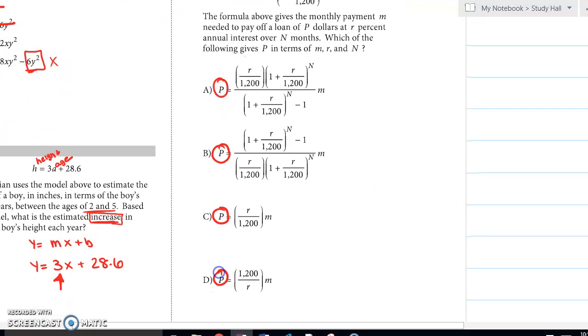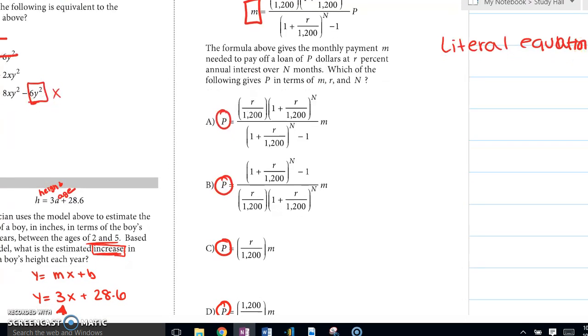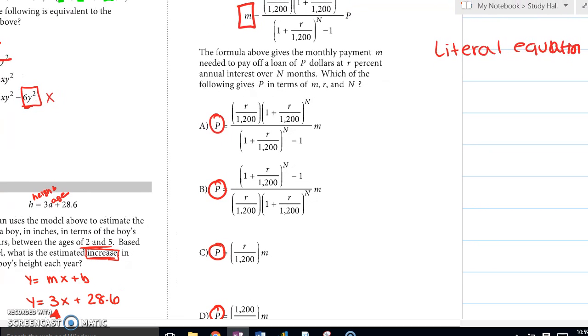So this is a literal equation. And literal equations are equations where we're solving for a variable. So sometimes I'll give you something like area equals pi r squared and say isolate r. So you would divide by pi, and you get r squared equals A over pi, and take the square root.